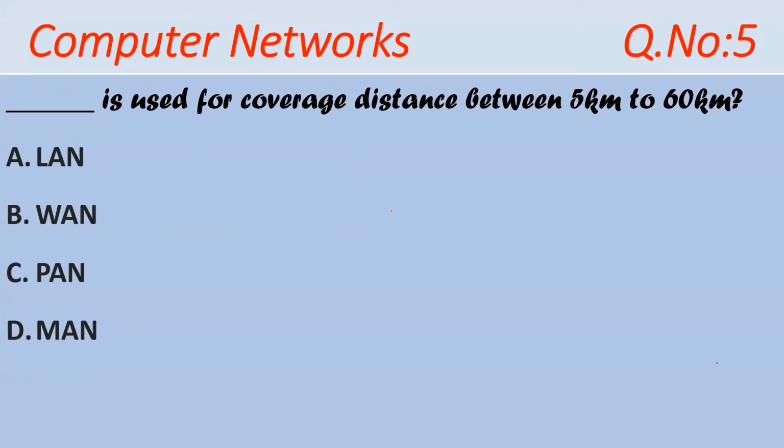So the next question is, dash is used for coverage distance between 5 kilometers to 60 kilometers. So it is the metropolitan area network. So this is connections within the city. It is considered to be MAN, metropolitan area network. Connections within a building is the LAN, and within 100 meters, like 2 persons, is a PAN, and wide area network is across the globe. So this is the fifth question, and the answer is MAN.